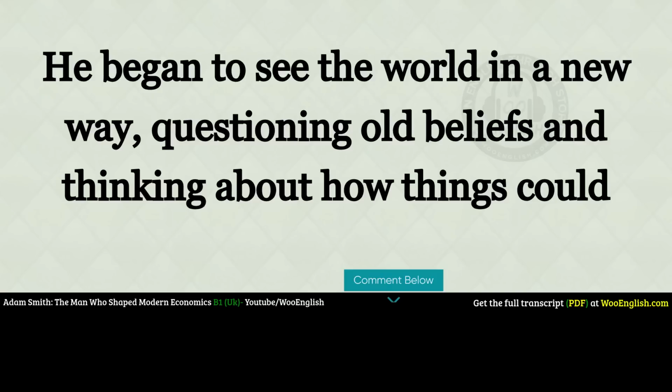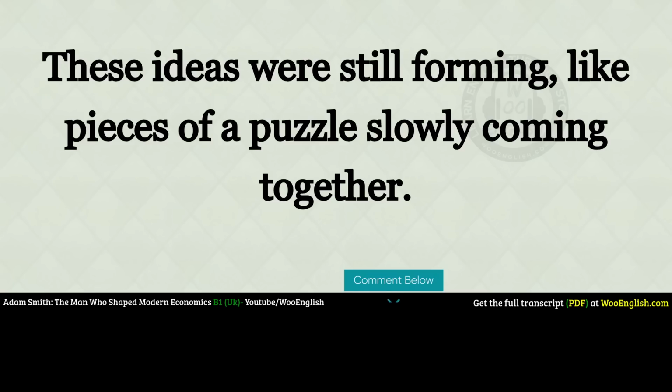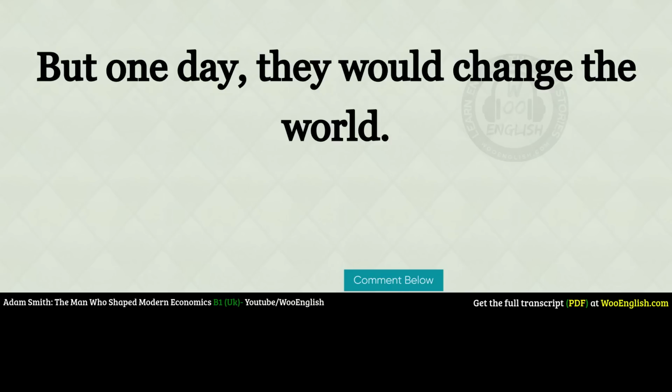As he read, Adam's mind was filled with ideas that were different from what most people believed at the time. He began to see the world in a new way, questioning old beliefs and thinking about how things could be different. These ideas were still forming, like pieces of a puzzle slowly coming together. But one day, they would change the world.